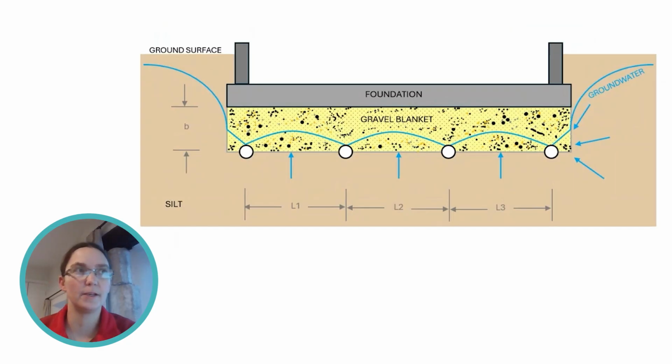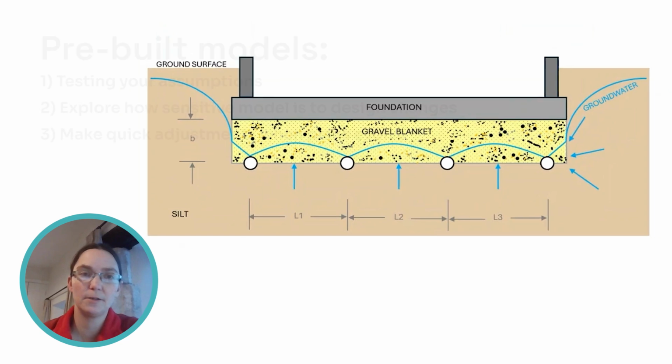The pre-built model that we're going to go through today focuses on using foundation drainage blankets for managing the groundwater around structures. So in this example that you've got here, we've got a foundation, there's a gravel blanket underneath, and then you have collector drains located within the gravel, which collect the groundwater and that then gets pumped out. This lowers the groundwater level around your foundation. So these produce drainage and they reduce risks such as water infiltration and foundation damage.